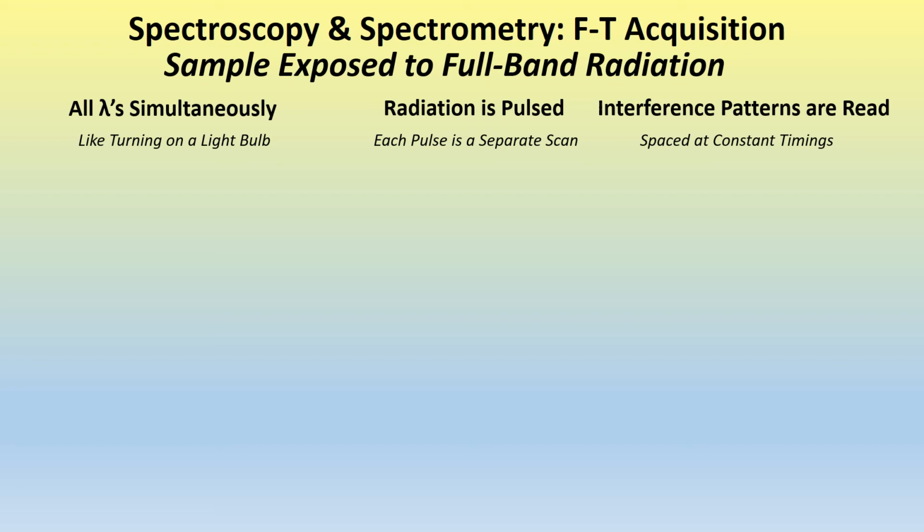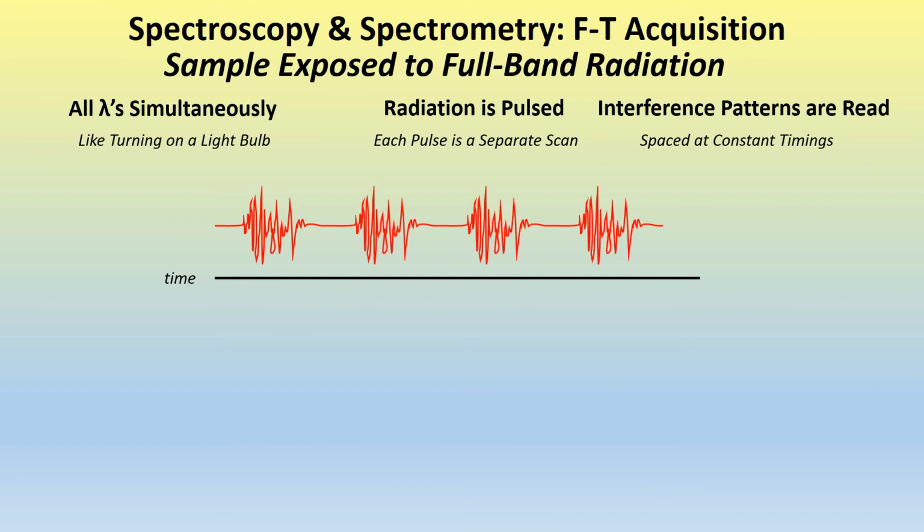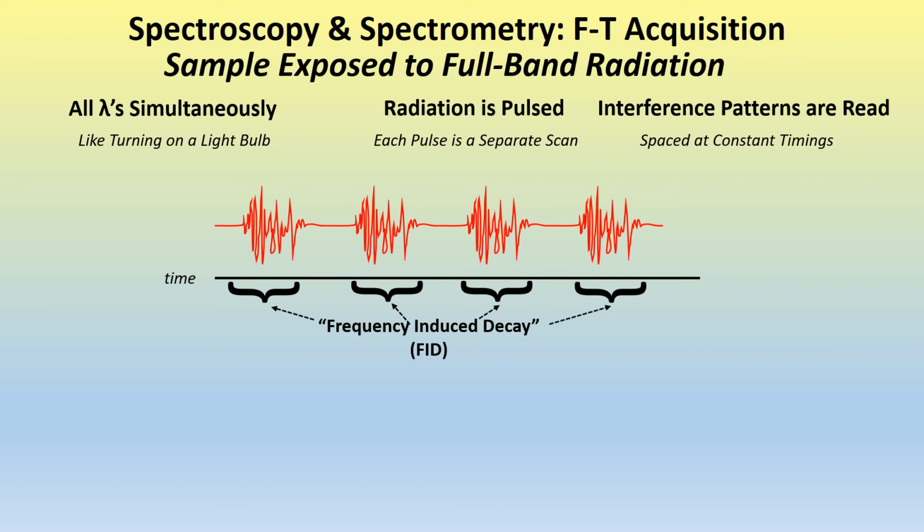These interference patterns, called free induction decays, or FIDs, are the sum of the intensities of all frequencies of the radiation. Irregularities in the shapes are due to absorption of various frequencies by the sample.